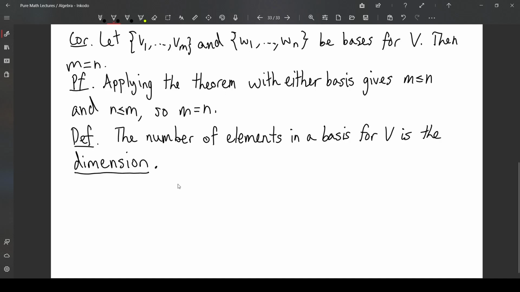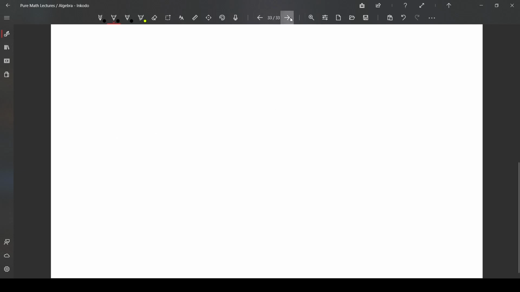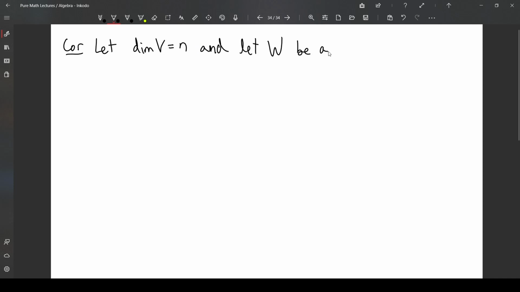Okay. So now we're just going to prove some more results using the dimension. Okay. So first is just another straight up corollary. So let V be an n-dimensional vector space. So I'm just going to write that as dim V equals n. And let W be a subspace which contains n linearly independent vectors.